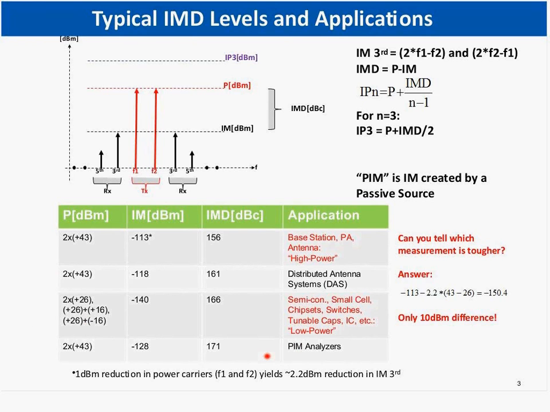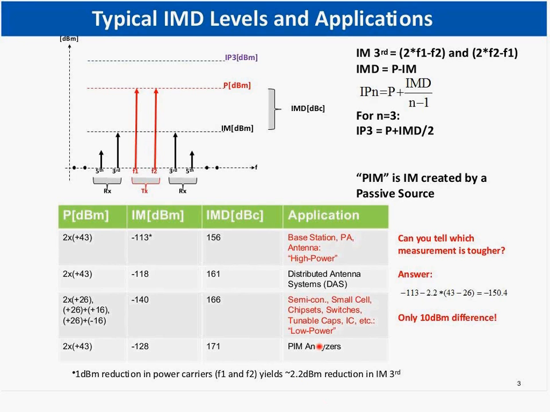And then PIM analyzers that we often see really require the filters to be about 171 dBc. The rate of change of the third intermodulation product, by the literature, is 3 dB for 1 dB reduction on both carriers. I state here that, empirically speaking, I would like to use a factor of 2.2 dB for every 1 dB reduction in IM.